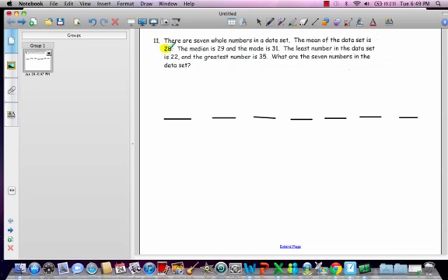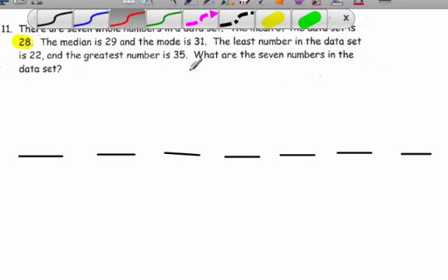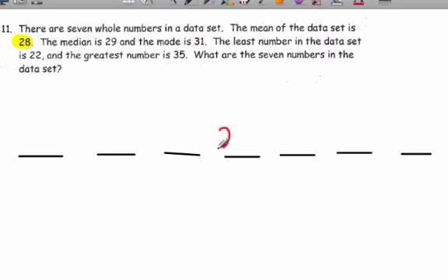The mean is 28. The median is 29. We can actually use that right now because there's an odd number of data here. 1, 2, 3, 4, 5, 6, 7. So the fourth number in is going to be 29. It has to be 29. So we're going to write in 29 here. Maybe I'll write that in red so it'll stand out. So my 29 is going to go right there.